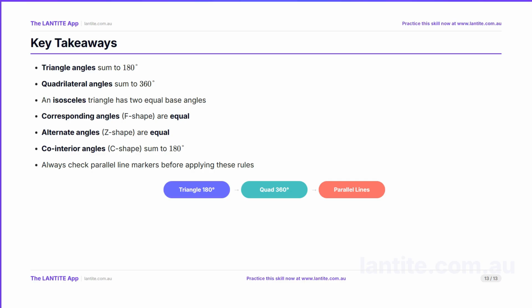Let's recap. Triangle angles sum to 180 degrees. Quadrilateral angles sum to 360 degrees. Isosceles triangles have two equal base angles. When a transversal crosses parallel lines, corresponding angles are equal. Think F shape. Alternate angles are equal. Think Z shape. Co-interior angles sum to 180 degrees. Think C shape. Always check for parallel line markers before using these rules. These angle relationships are essential tools for the LANTITE.